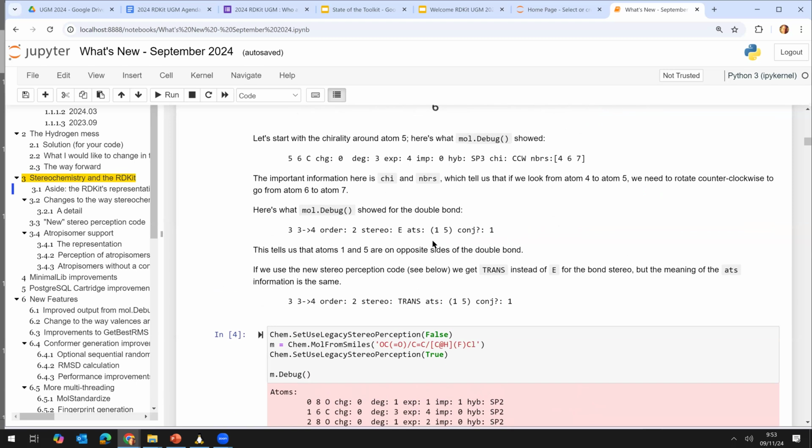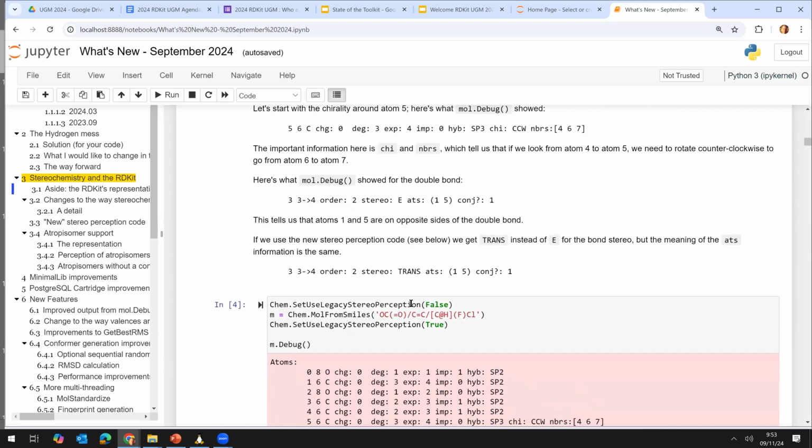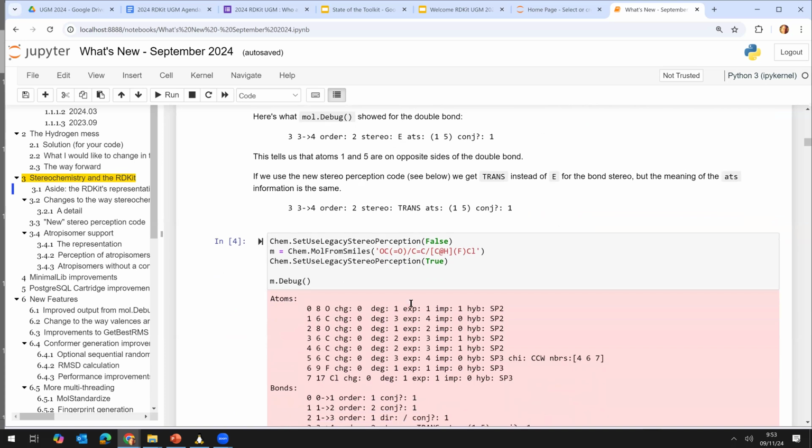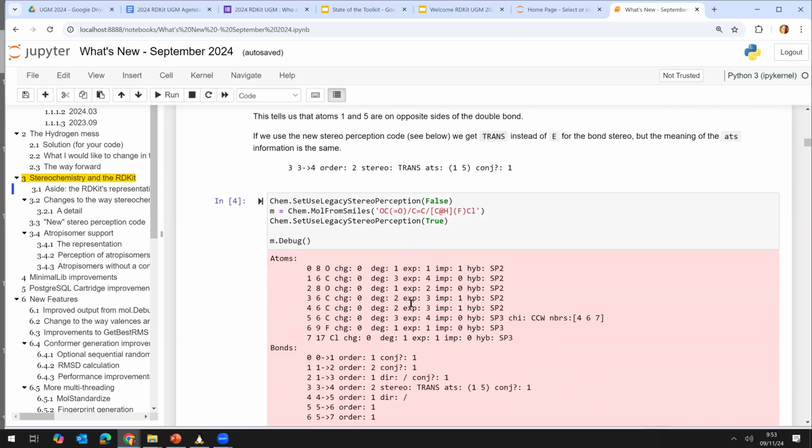If you're using the new stereo perception, which is what I'm about to start talking about, instead of saying E, it says trans. So then you don't need to remember that E is trans and Z is cis. Technically E is not actually trans and Z is not actually cis. And that's why this is also terrible. That's why we switched to cis and trans. Again, mistake made 20 years ago.